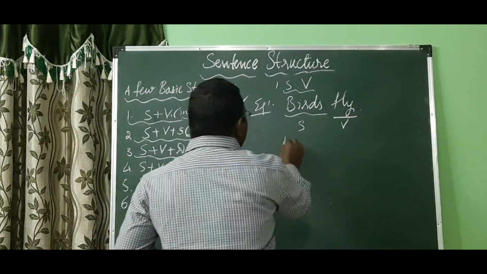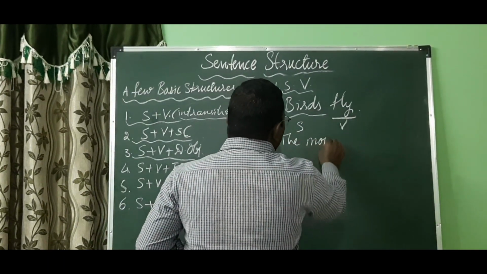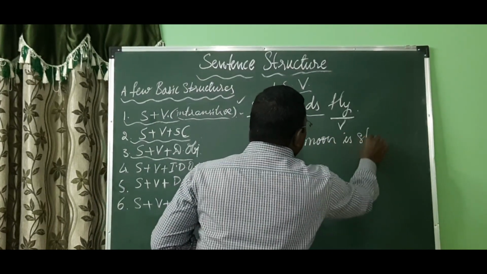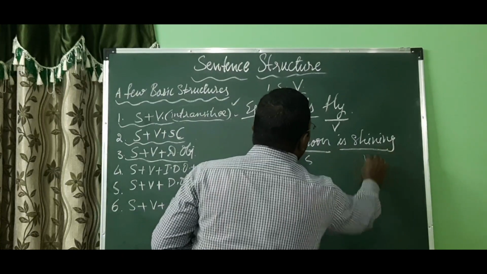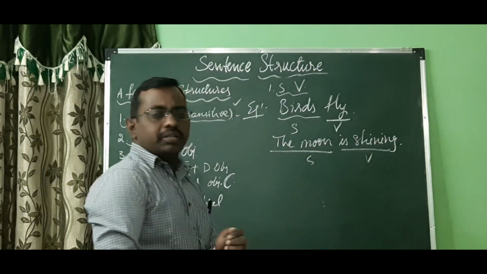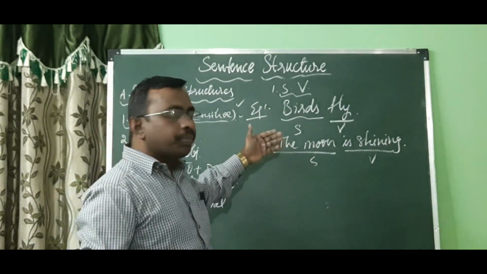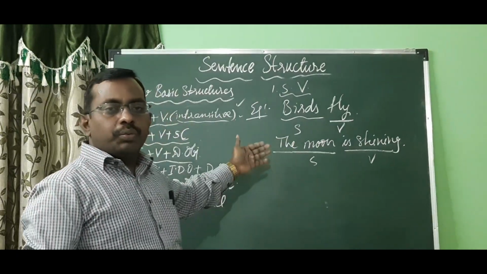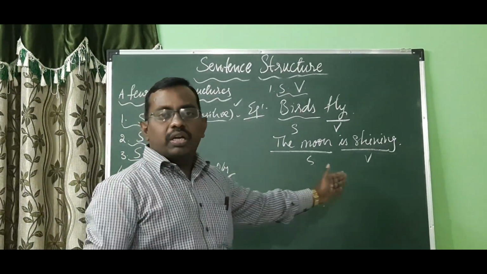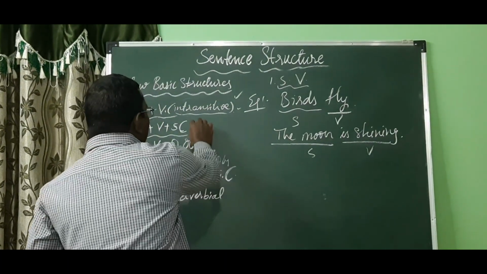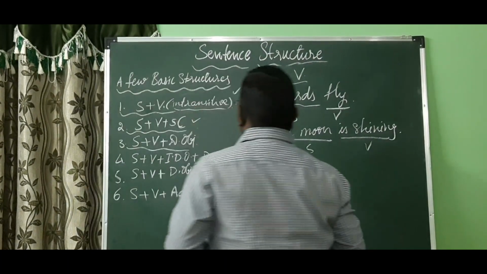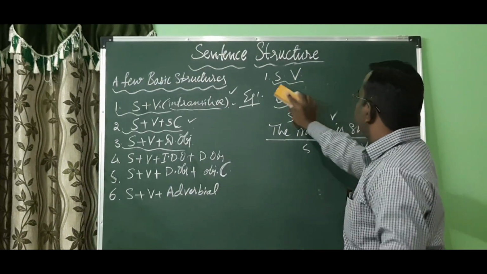Next, the moon is shining. The moon is the subject, is shining is the verb, and this sentence gives a complete meaning with a combination of subject and verb. Let us take a few examples of another structure: subject, verb, subject complement.